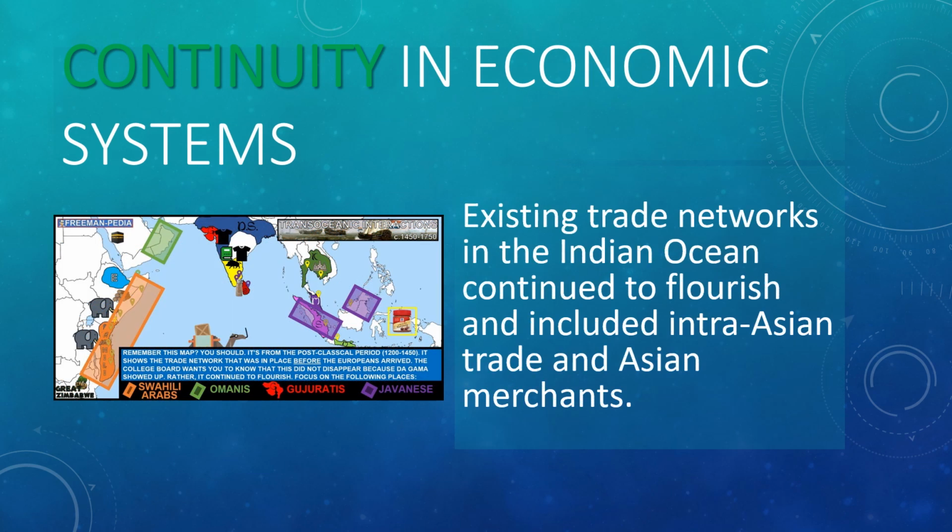Existing trade networks in the Indian Ocean continued to flourish and included intra-Asian trade and Asian merchants. So there is a continuity. Before the Europeans showed up, guess what? There was already an Indian Ocean trade network. It had existed for a very long time at this point, predating where we even start. Us starting in 1200, the Indian Ocean network has been there for centuries at this point, right?